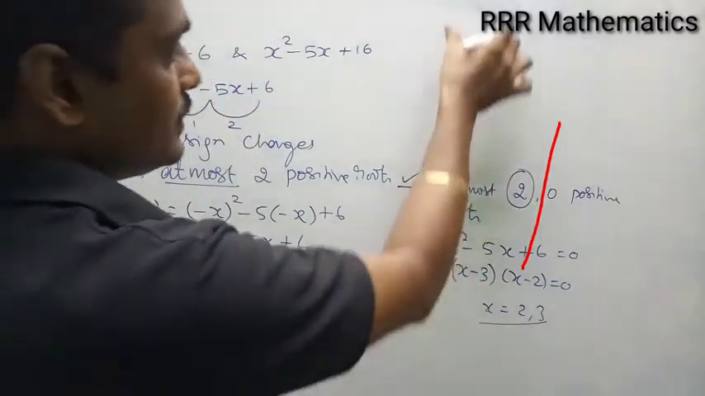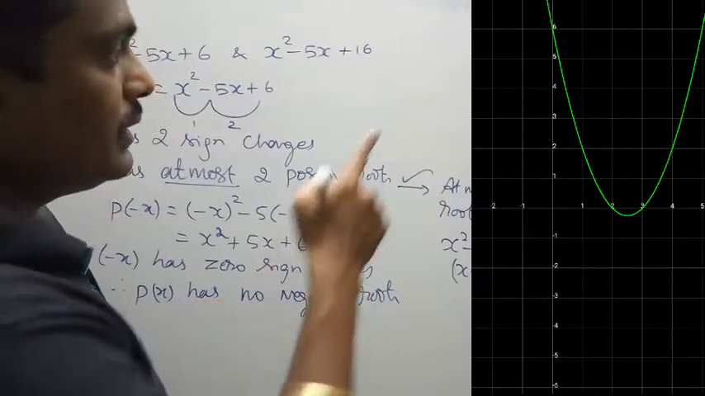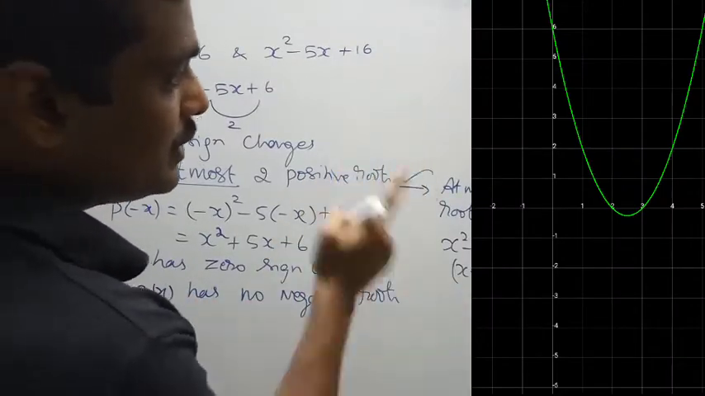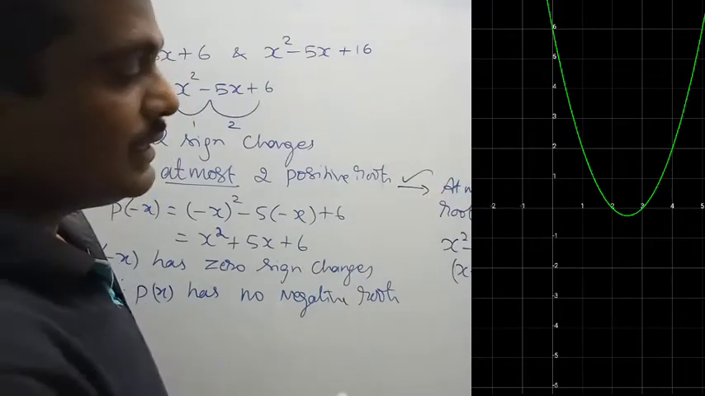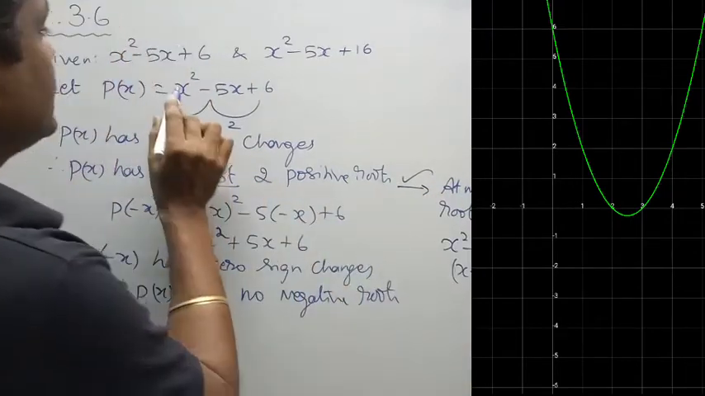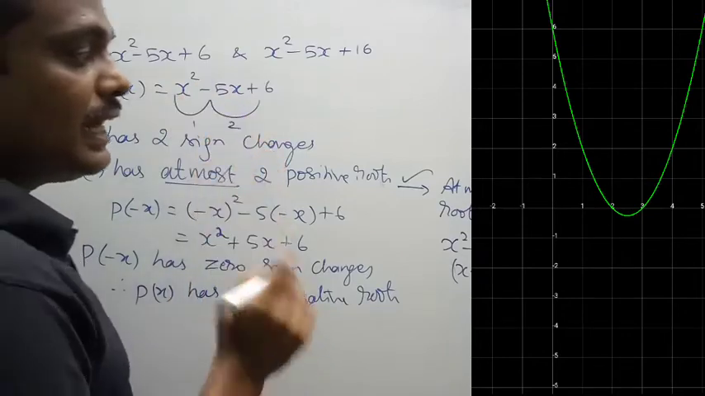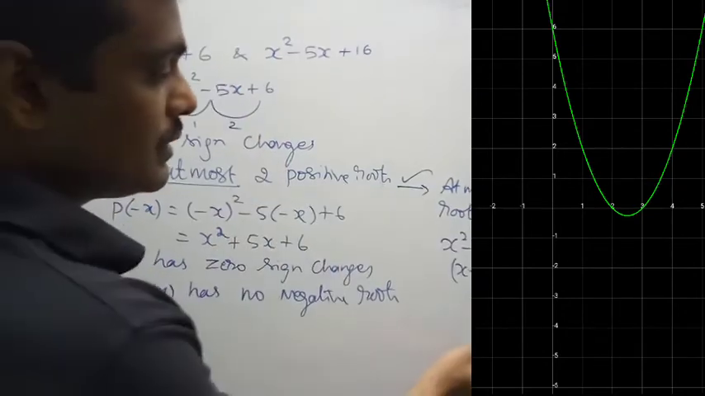When you draw the graph, see the graph. The graph meets the x-axis at 2 and 3, in the positive direction of x. Therefore, this equation x square minus 5x plus 6 has two positive roots.